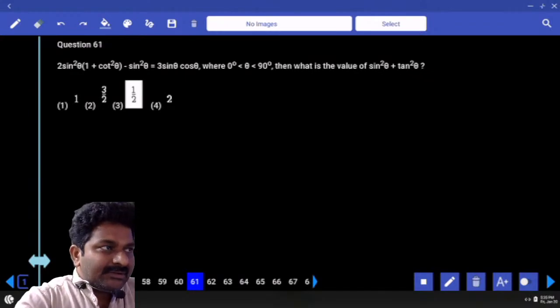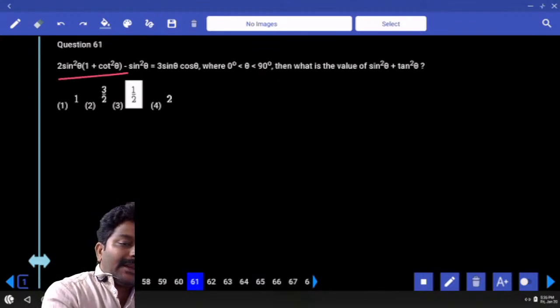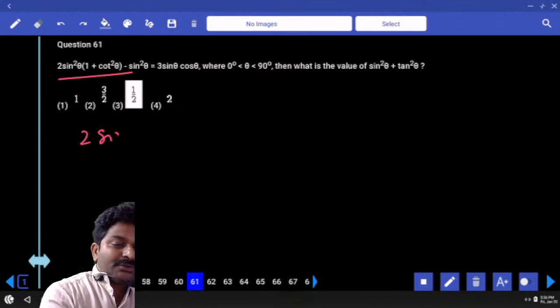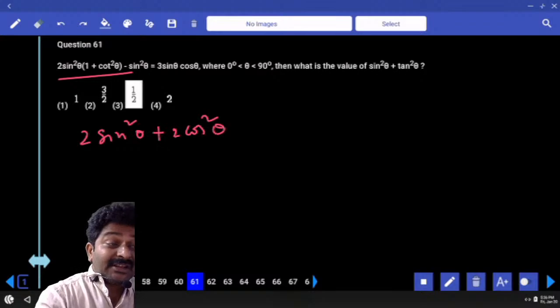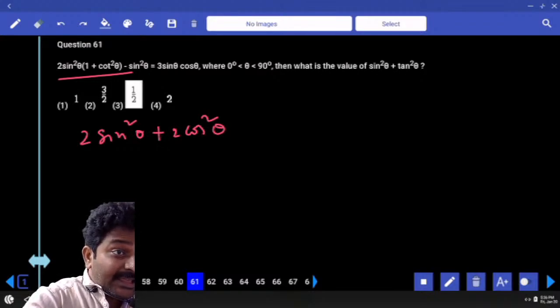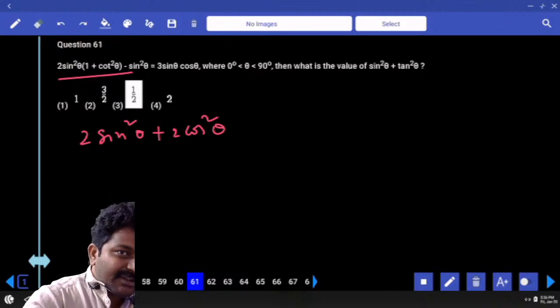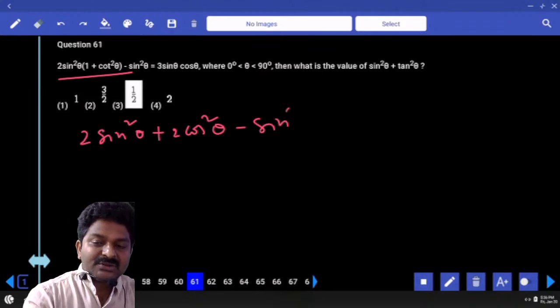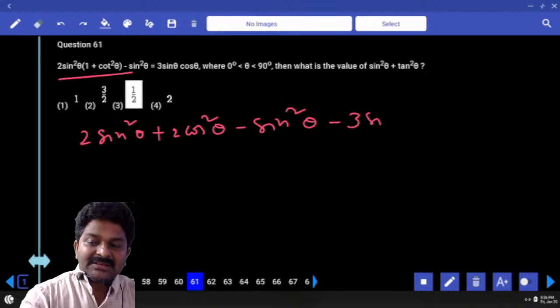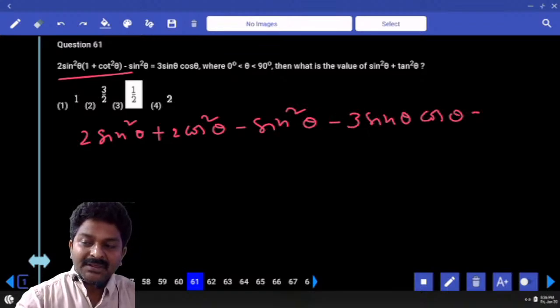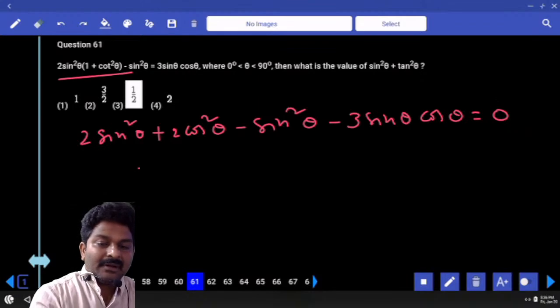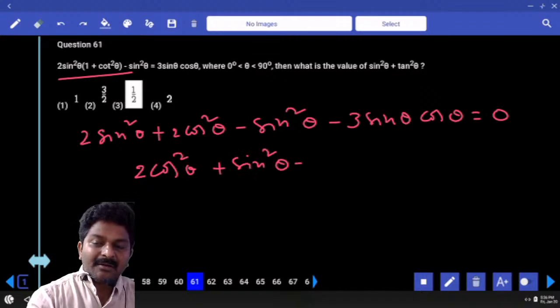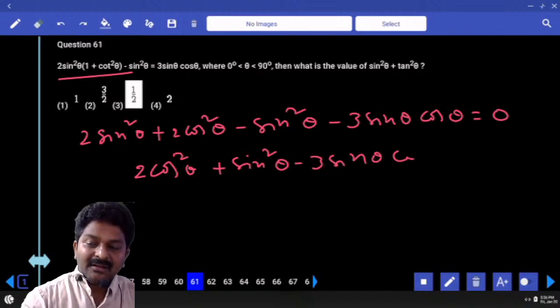If you want the procedure, let's expand this. This becomes 2 sin square theta plus 2 cos square theta. Yes, cot square theta in the sense cos square theta by sin square theta. Sin square theta gets cancelled. Minus sin square theta minus 3 sin theta cos theta is equal to 0. Now it is 2 cos square theta plus sin square theta minus 3 sin theta cos theta.